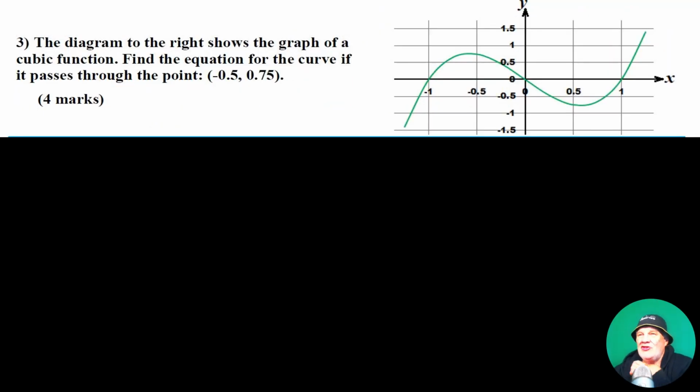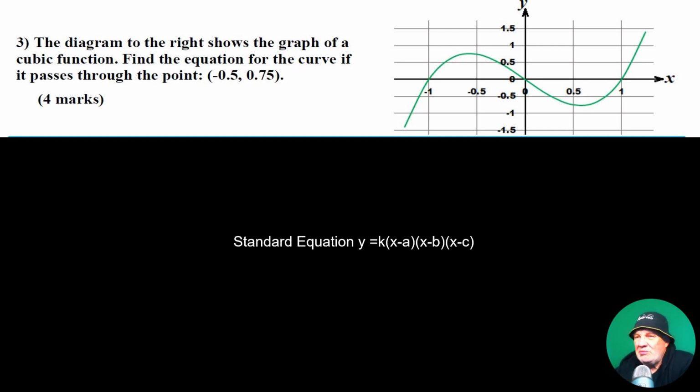So here's the problem stated. It's told us that it's a cubic graph. So that means it will have an x cubed factor in it, and it should have three factors, or three solutions, or places where it will cross the x-axis. Potentially, and we can see that this one does cross the x-axis in three places.